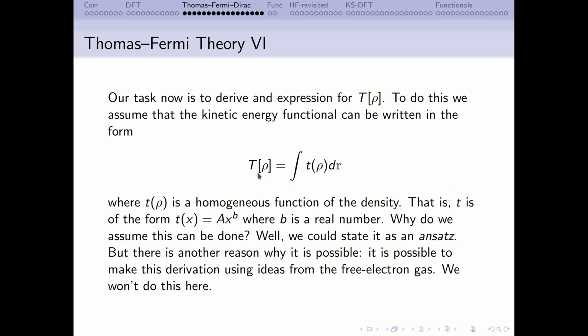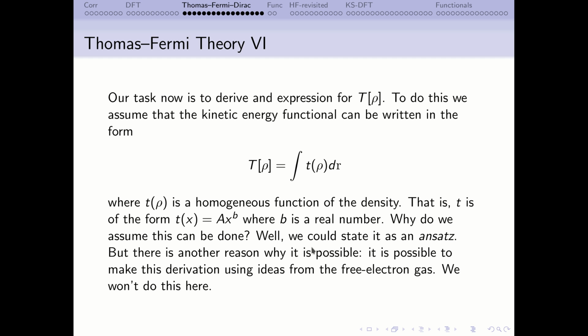Alright, so now we have our ansatz, that the kinetic energy is given by this integral of this homogeneous function t of rho. Our job is to find out what this function t of rho is. Now there are just two constants in here, the a in front and the exponent b, which will be a real number. What I'm going to show you is that coordinate scaling can be used to find out what b is, but it cannot be used to find out what a is.